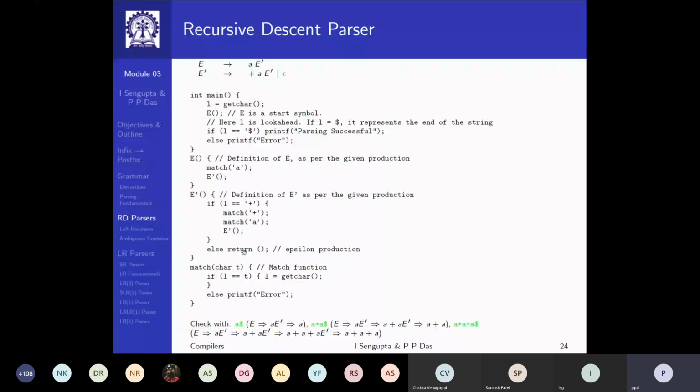Otherwise, I've got a plus, so I match plus. Then I have to match A, so I match A, and then it recurs on E prime. Keep on happening. So I keep on appending plus A, plus A, plus A as many times, and I'm consuming plus and A every time. I call this E prime. And then all of that stack gets unwound. This time there's nothing to do when you are unwinding on the return. You just keep on returning, done. Back to E, back to main, and at that time you must be at the end of it, at dollar. Okay. So that's the simple way of writing a recursive descent parser.